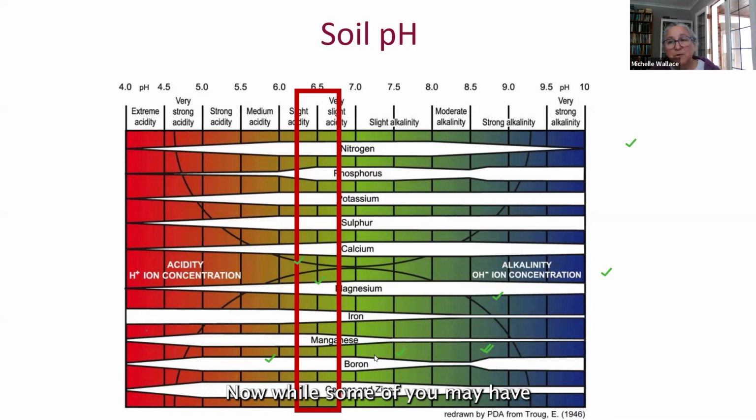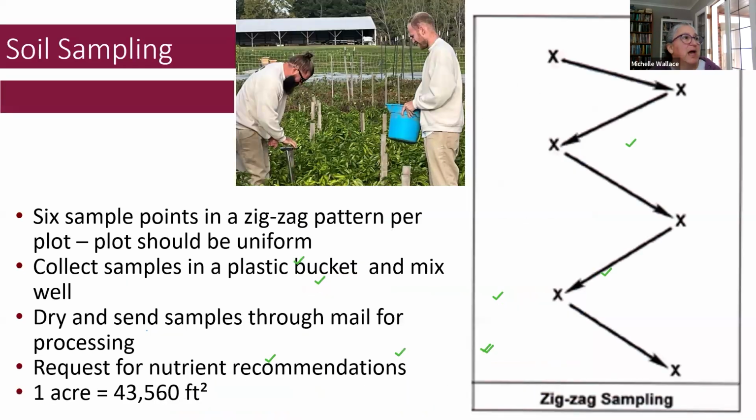Now, while some of you may have soil pHs below 6, most of my experience in Northwest Ohio is seeing soils with pH above 7. So to adjust those soil pHs, you would use elemental sulfur. That's for lowering the pH, and for raising the pH you would use lime, but I haven't seen too much of that here in Ohio. But soil is different all over the place, and I always recommend that you soil test.